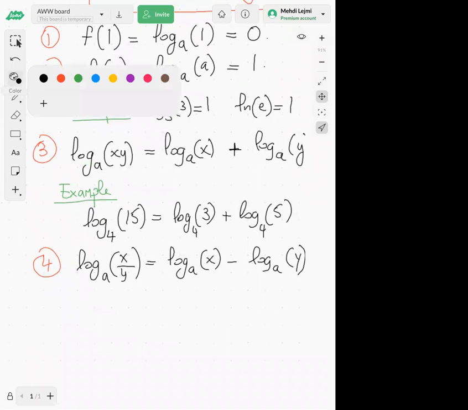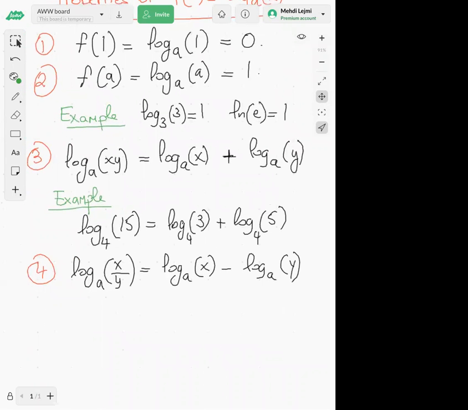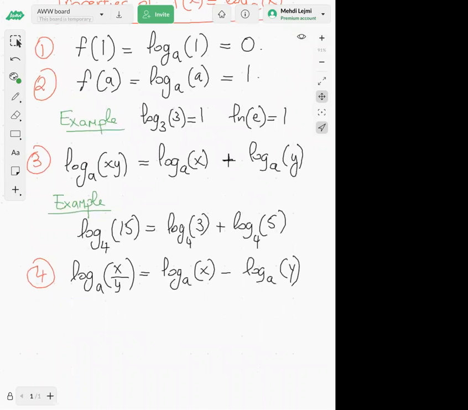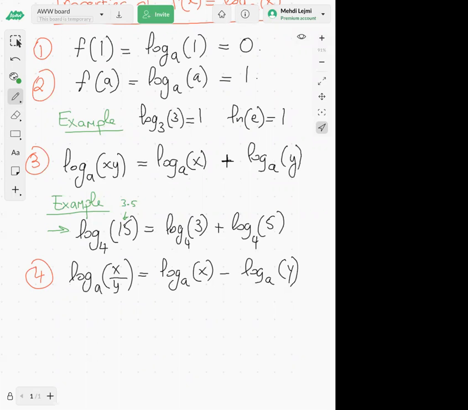Wait, sir. Yes. The number 3, the example, is the addition or is multiplication? Yeah, the number 3, we said here log of 15. So 15 is 3 times 5, right? So I'm saying log of 3 times 5 is log of 3 plus log of 5. Oh, okay.